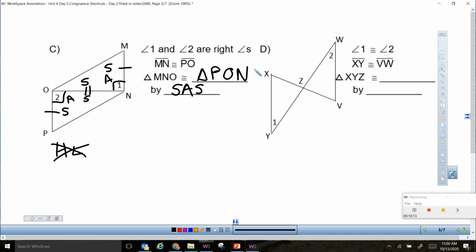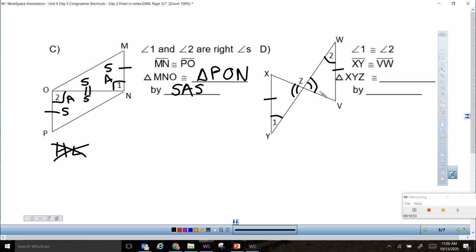Okay, question D. It tells us that angle 1 is congruent to angle 2. So angle 1 gets an arc mark, angle 2 gets an arc mark. Next one we have side XY is congruent to side VW. So XY gets 1 tick mark, VW gets 1 tick mark. And I can add one more thing. What else is congruent on those two triangles? The vertical angles. So I already have 1 arc mark, so my vertical angles get 2 arc marks. The vertical angles are congruent.